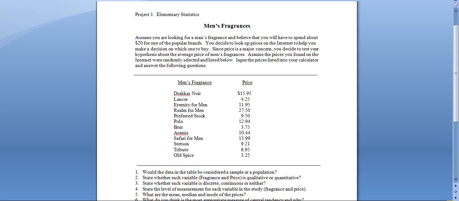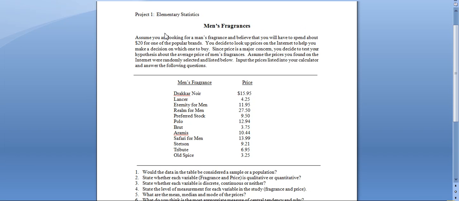Hi class, I wanted to talk about Project 1, just to make sure you're getting off on the right start here. The projects are used to get the review started for the exams, and Project 1 is used to help us get going for Exam 1.